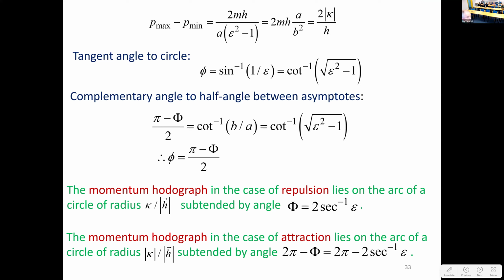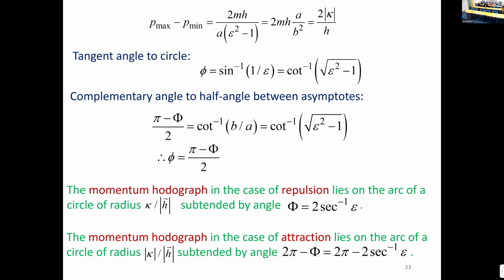Now, we should take a mental note of these two that we derived from the formula. Their difference is here. And we just rewrite that. That's exactly what we had in the diagram there. 2 kappa upon h is the difference between the two. And the tangent angle is arc sine of 1 upon epsilon, which is the cotangent of this expression here. And pi minus phi upon 2 is the cotangent, because phi upon 2, as we've seen last time, is the arctangent of b upon a, so these two are identical. So that's the complementary angle to the half angle between the asymptotes, which is there.